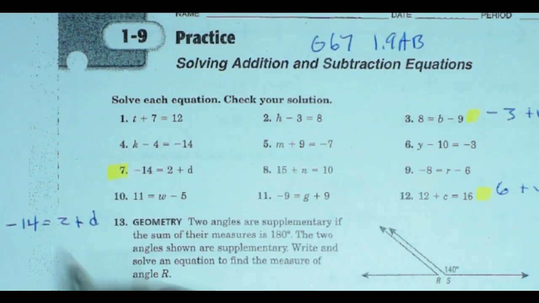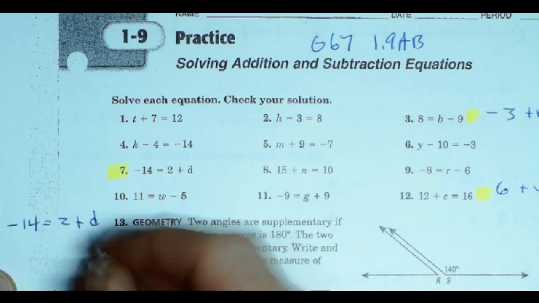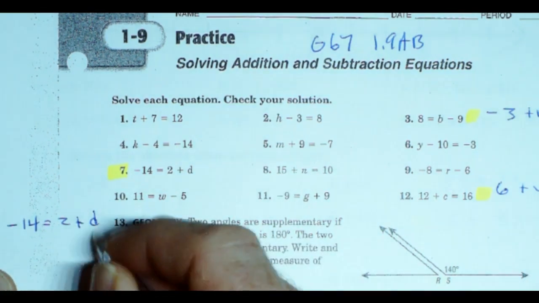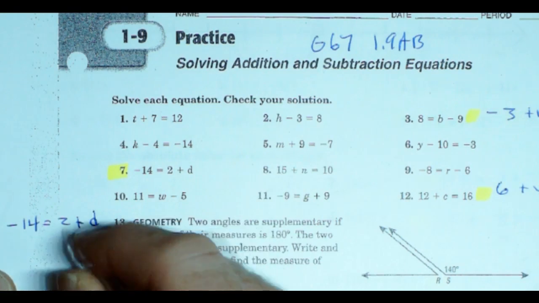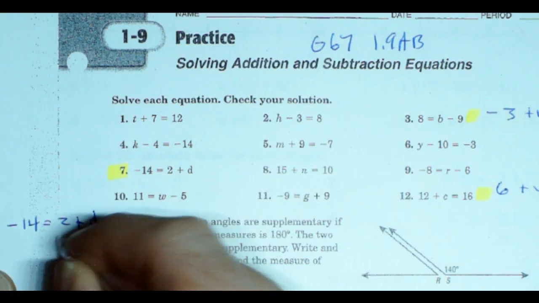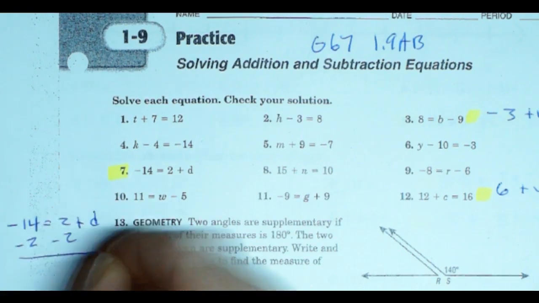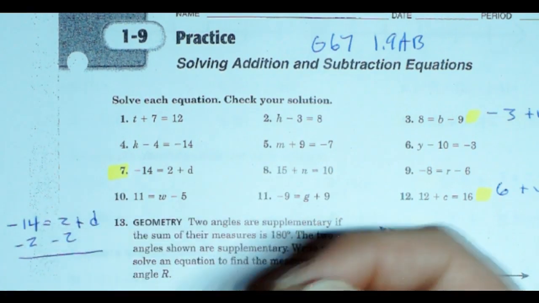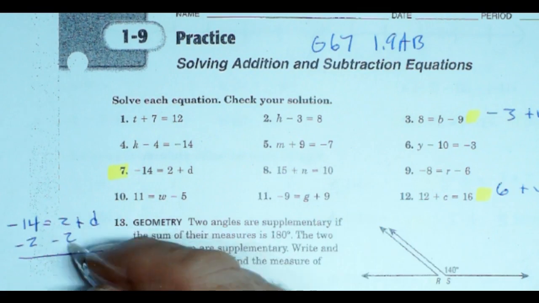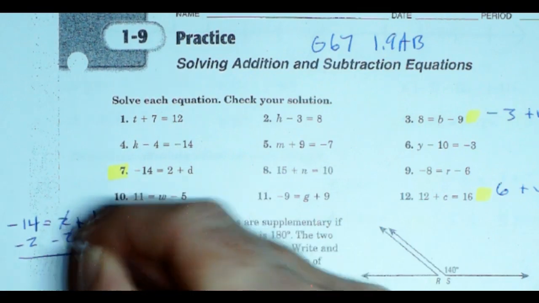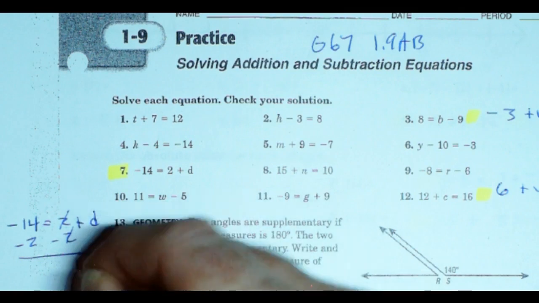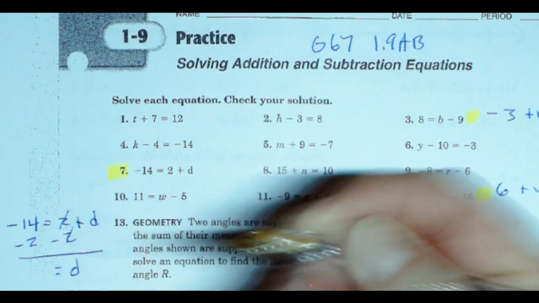All right, we're going to start off with this one. We have negative 14 equals 2 plus d. Well, we don't want to know what 2 plus d is. We want to know what d is. So I need to get rid of this 2 so d is by itself. So I'm going to subtract 2 from both sides. Now we've got a positive 2 and a negative 2, so these are going to cross out. I've now isolated my variable. It's down to just a single d.